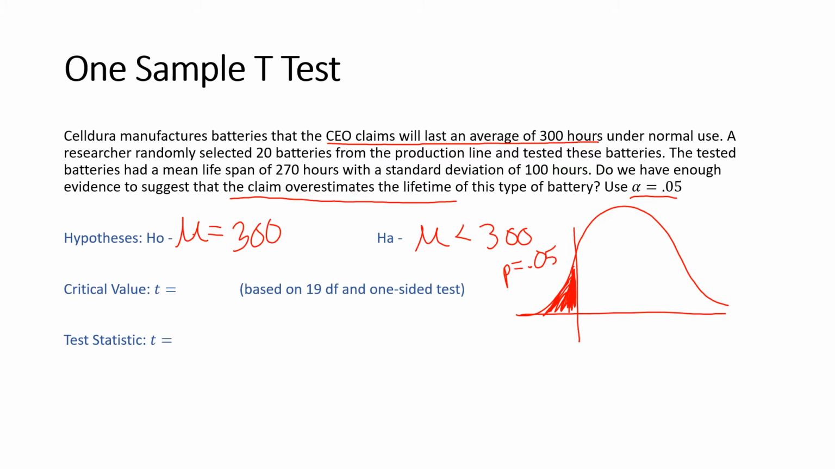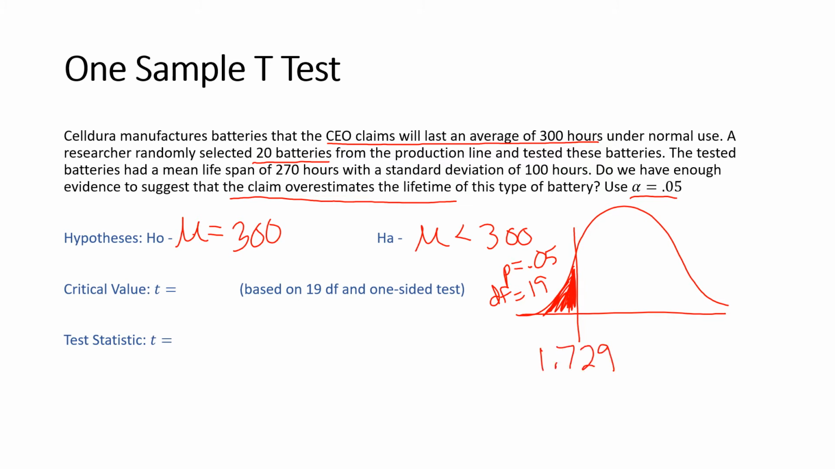Let's see, we also need to know our degrees of freedom to be able to look this up on the chart. It says we're looking at 20 batteries, so that's going to be 19 degrees of freedom. So I'm going on my chart right now. I'm looking at 0.05 with 19 degrees of freedom, and I see 1.729.